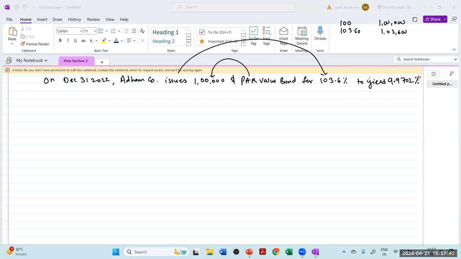To yield 9.9702 percentage. My dear friends, can somebody tell me the difference between yield and your stated rate, which is 12%? Correct. Excellent. The stated rate is 12%. So what is 12%? It is the interest that you are paying. Agreed or disagreed? And the yield is what the market is paying. Agreed or disagreed? Can I say that your yield is less than your stated rate? So you are paying more than what the market expects.